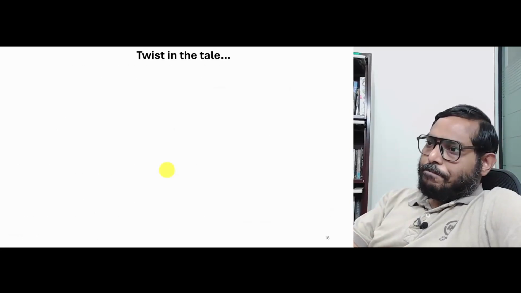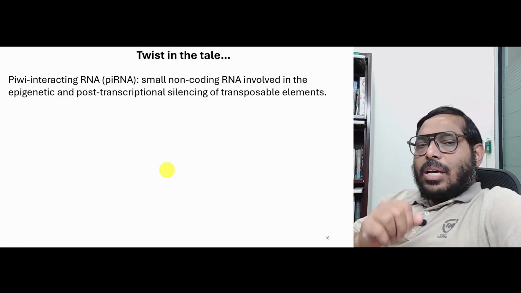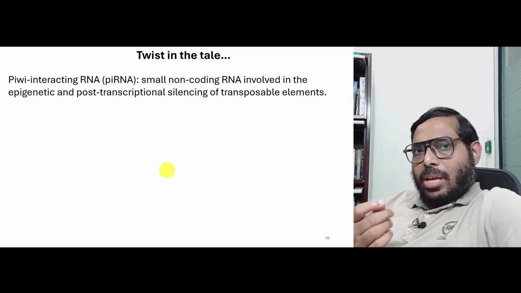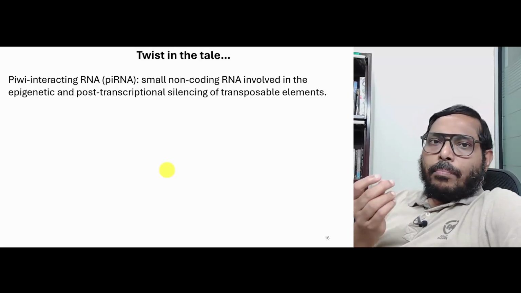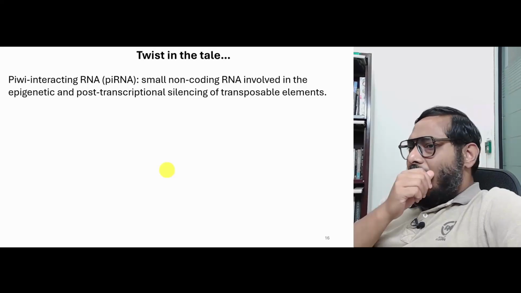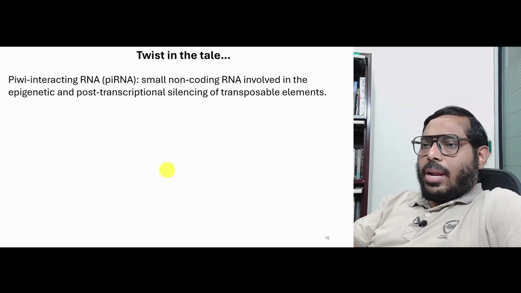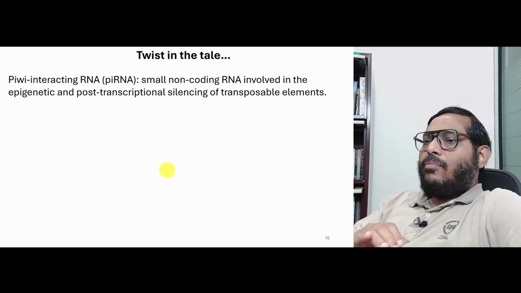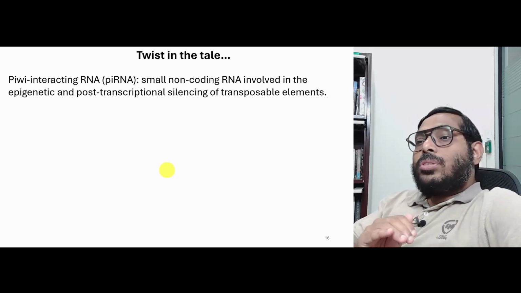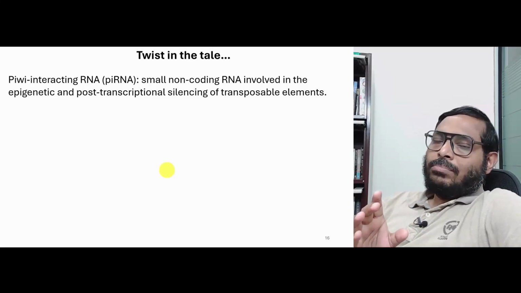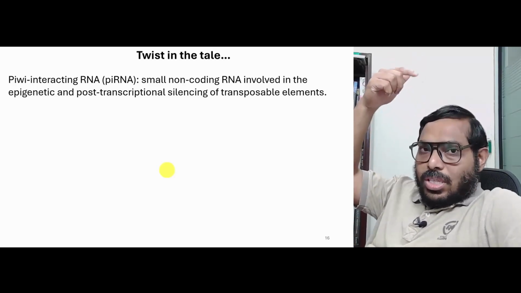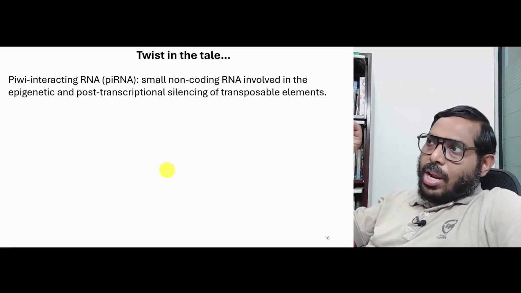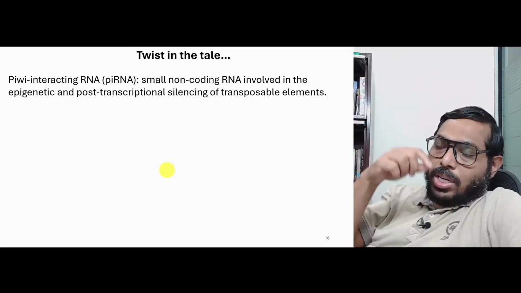However, there is a slight twist in the tail over here. What is it? It turns out that in the body there is a kind of RNA known as piRNA, the PIWI interacting RNAs. These are small non-coding RNAs, and they are particularly involved in the epigenetic and post-transcriptional silencing of transposons, the jumping genes. Remember the ones that we talked about? We were talking about retrotransposons in our previous discussion, where mRNA goes to cDNA and then to incorporation in the genome.